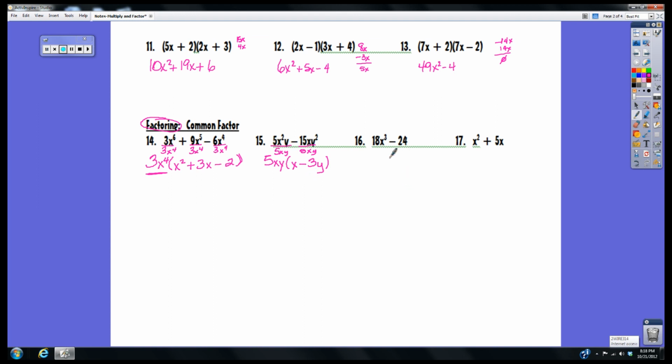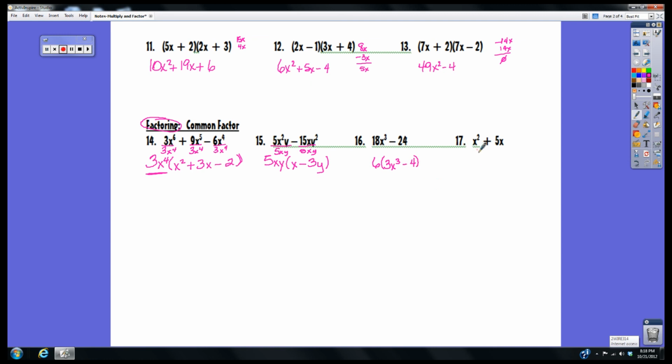And we have 2 more examples left. A common factor here is 6, is all that you can divide out. You can't take any x's out because the 24 does not have an x. So I'm going to divide both of these by 6, and when I do that, I'm left with 3x to the 3rd minus 4.